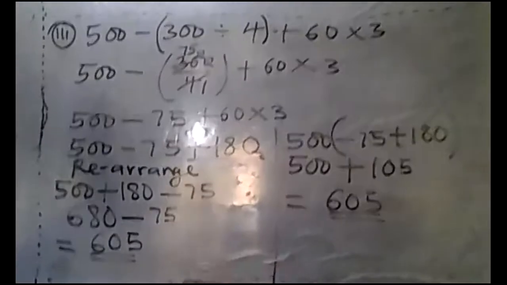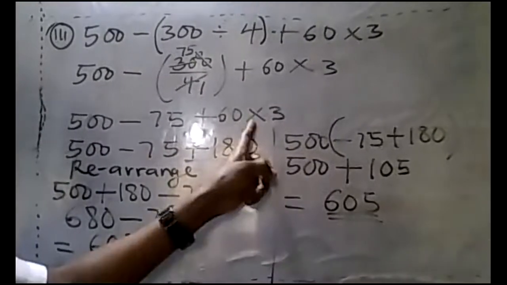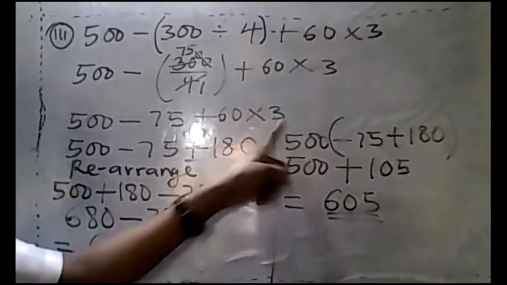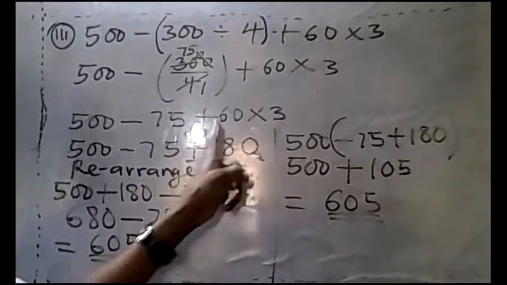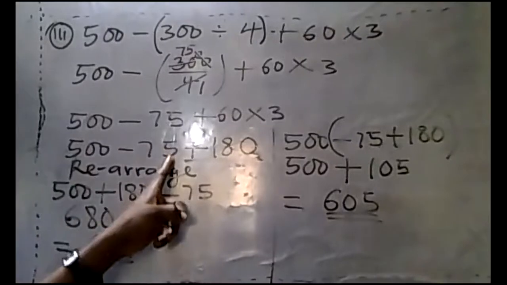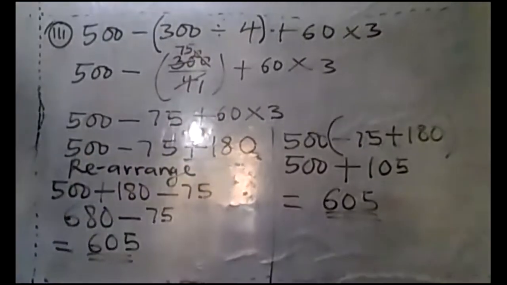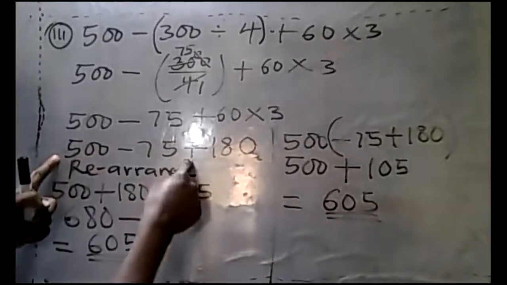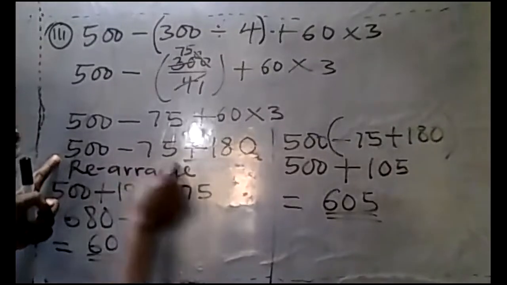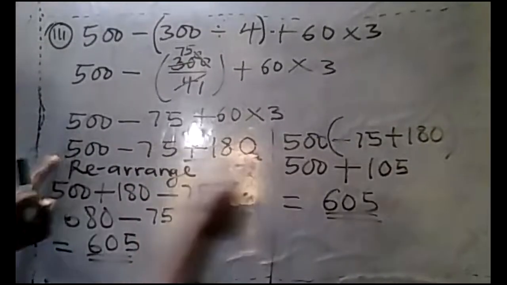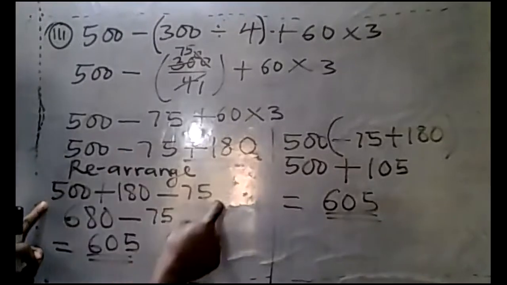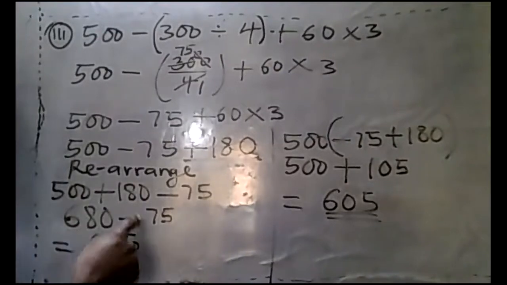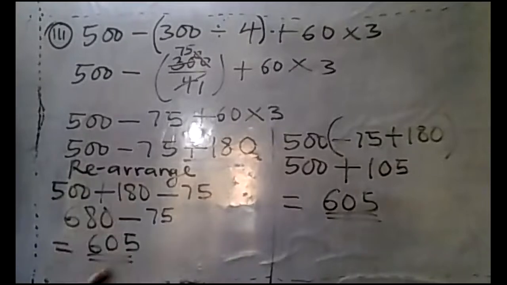What is the next thing we need to do? Bracket, division, multiplication. We need to do multiplication next. So you say 3 times 60. 3 times 0, 0. 3 times 6, 18. So 3 times 60 is 180. So you have 500 minus 75 plus 180. So how do you do it? You do addition next. Either you rearrange: 500 plus 180 minus 75. Don't do the subtraction first. 500 plus 180 gives you 680. 680 minus 75 gives you 605.